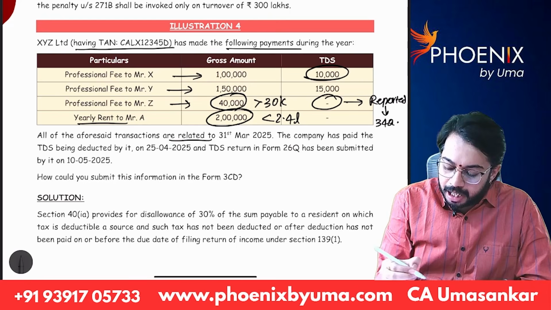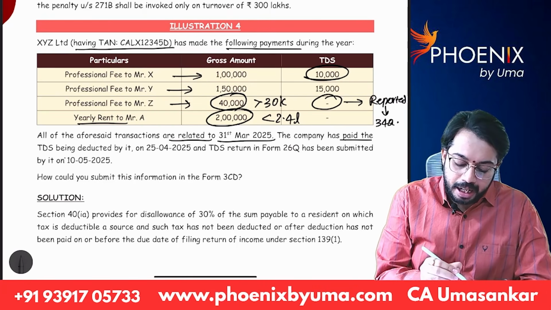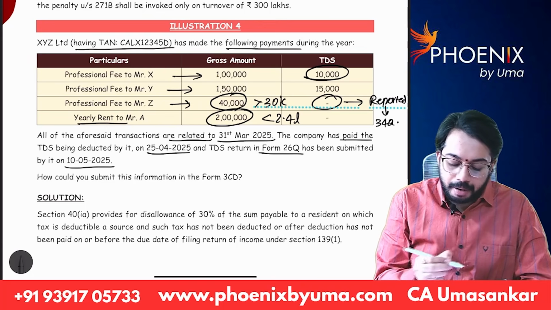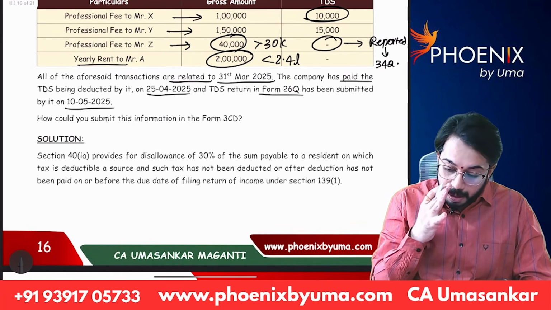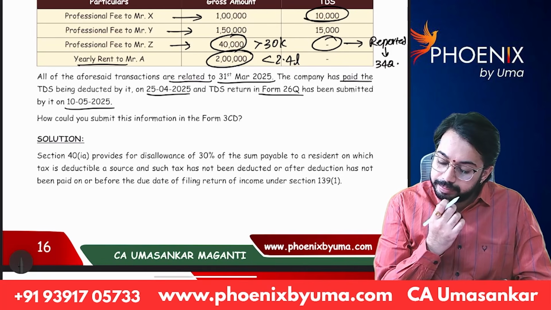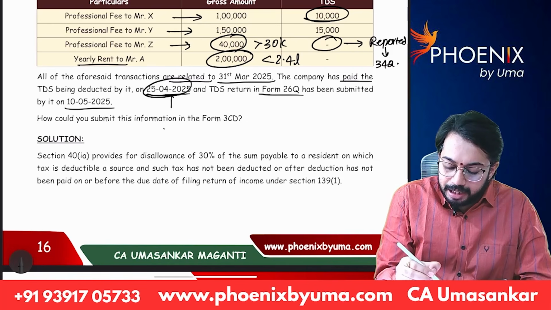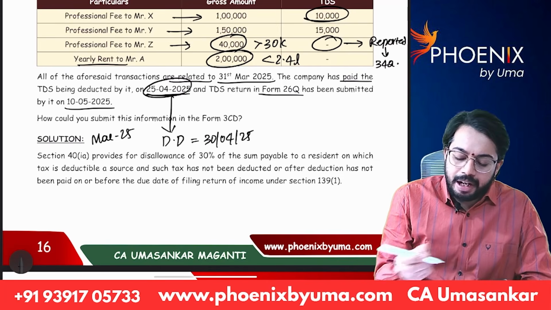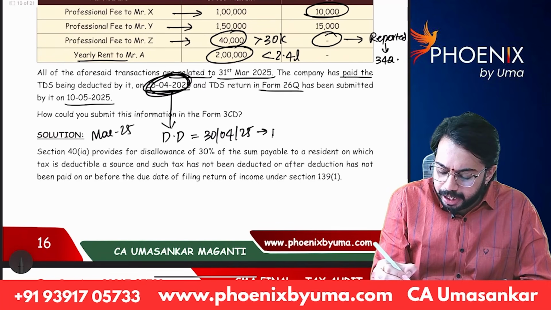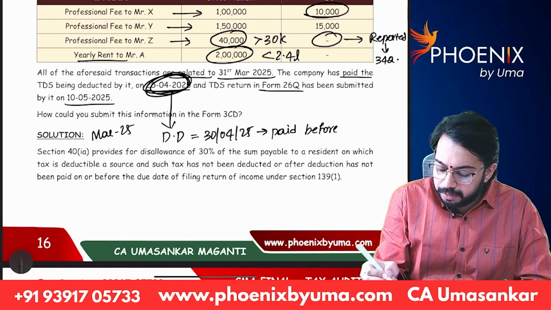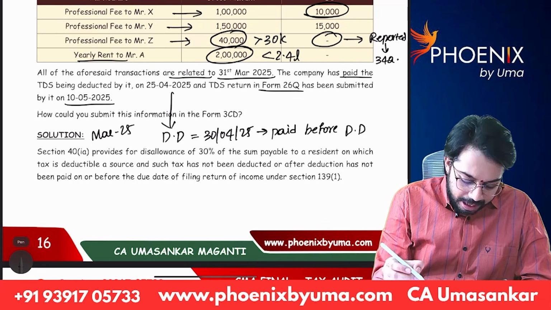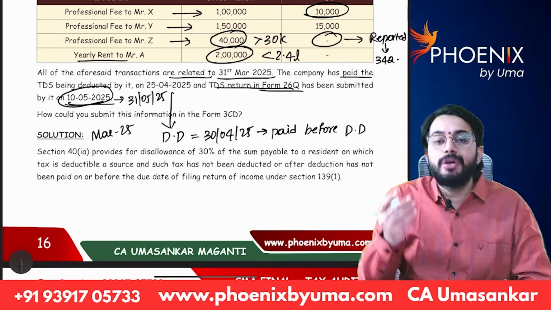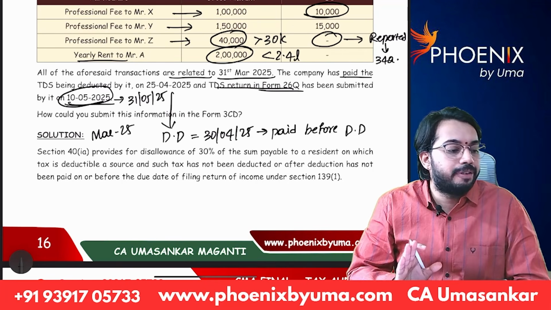All the aforesaid transactions are related to 31st March 25. The company has paid the TDS deducted by it on 25th April 25. The TDS return in Form 26Q has been submitted by it on 10th May 2025. See, TDS deducted, TDS paid on 25th April. In March 25, if any TDS is deducted, the due date is 30 April 25. So when it was paid on 25th April, it is paid before the due date. And the TDS return in Form 26Q was submitted on 10th May 25. For the TDS return, the due date is 31st May 25. So TDS deposited before the due date, and the TDS return is also filed before the due date.